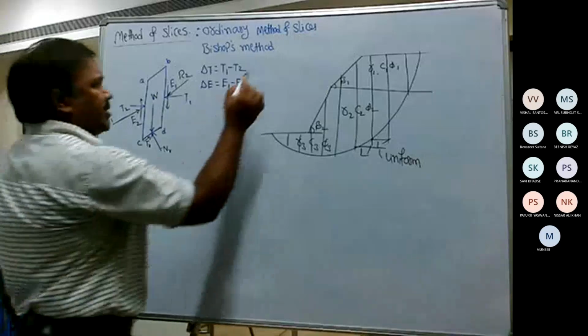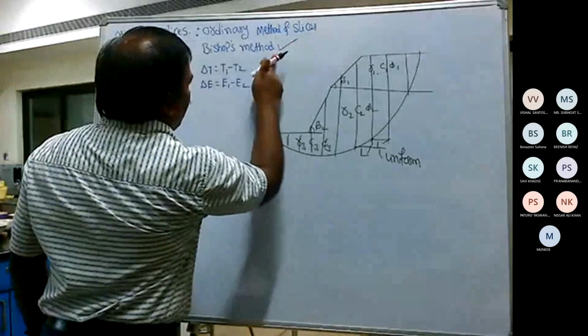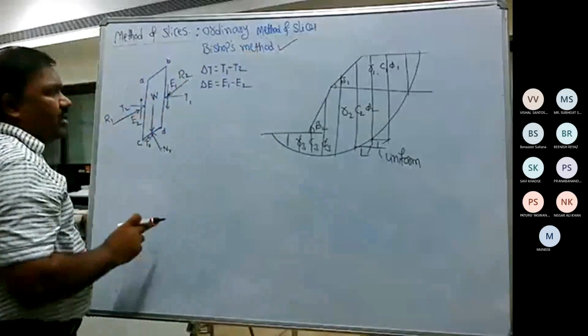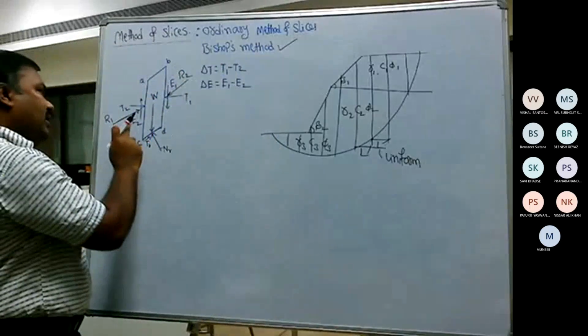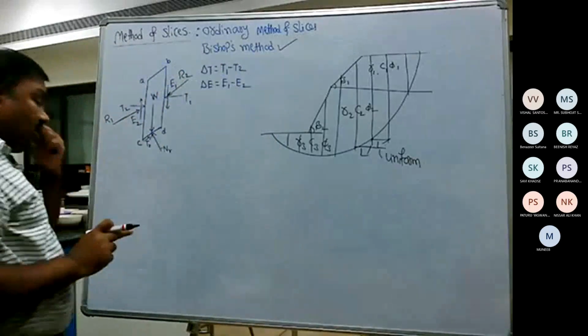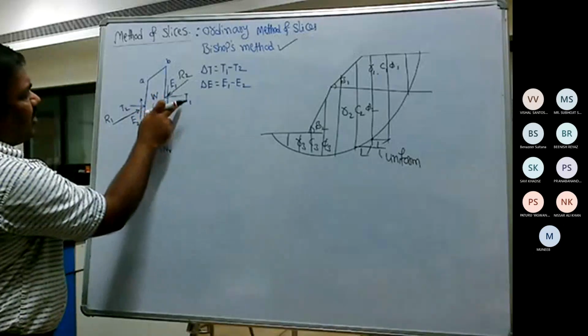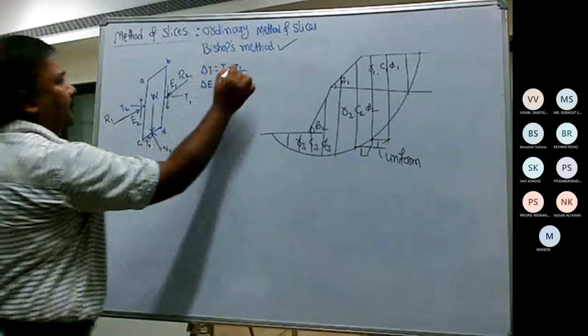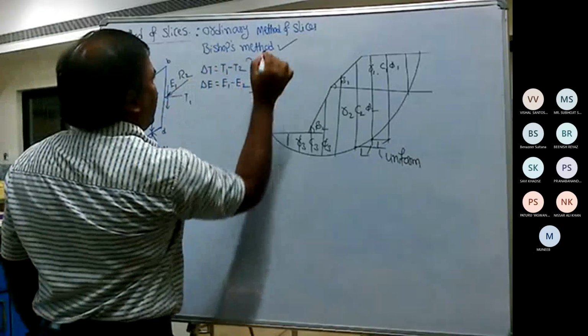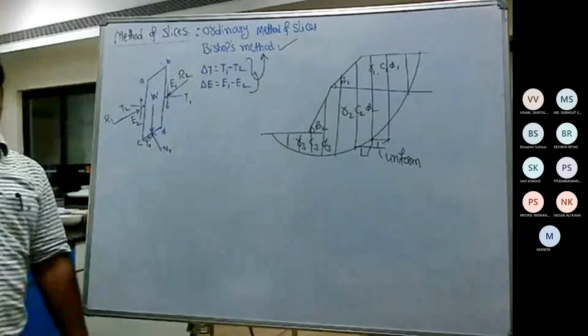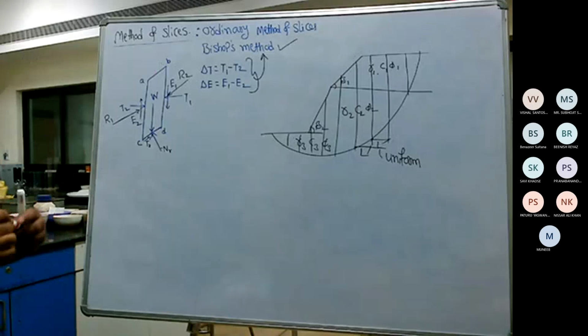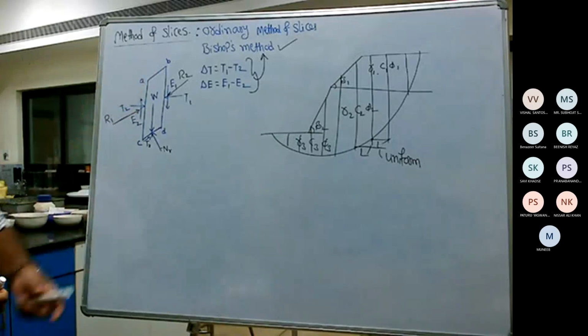In Bishop's method, he overcame that assumption by not taking the coincidence of the resultants. He actually considered E1, T1 and E2, T2. So that's the difference between the ordinary method of slices and Bishop's method.